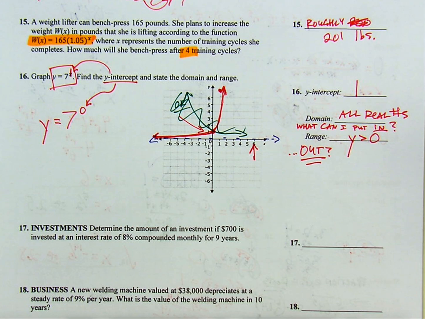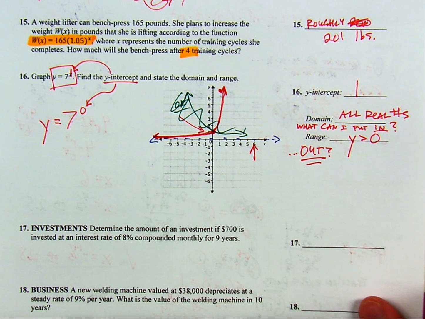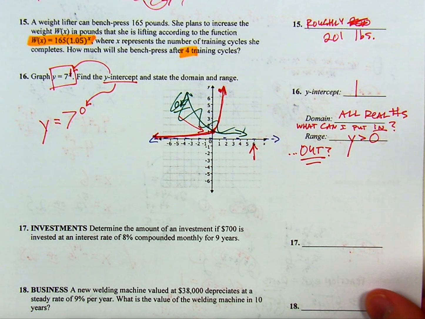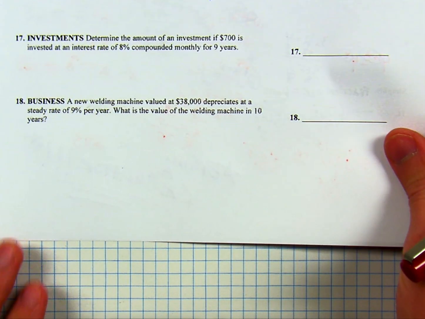No problem. We can handle that. All right, just make sure you're clear on that, because that's 3 out of the 20 points. That's 15% of this test grade. Okay, number 17 and number 18.